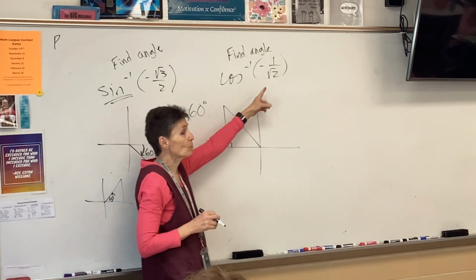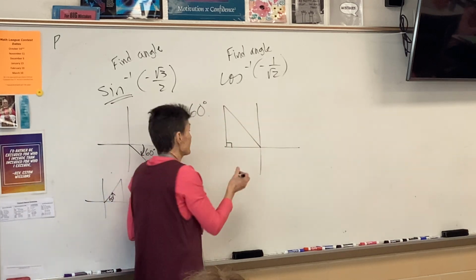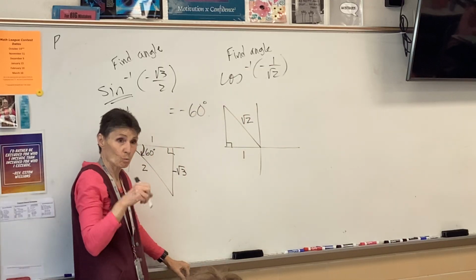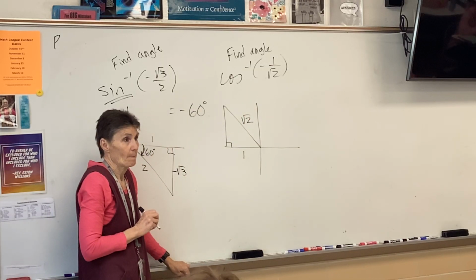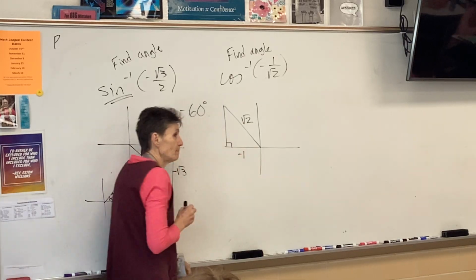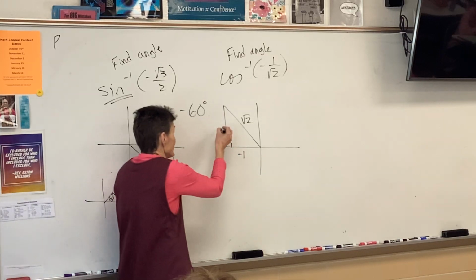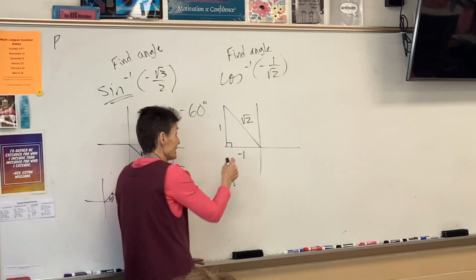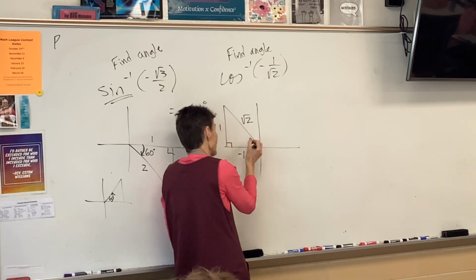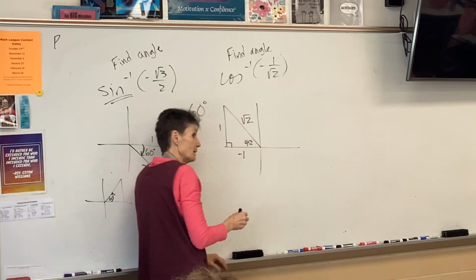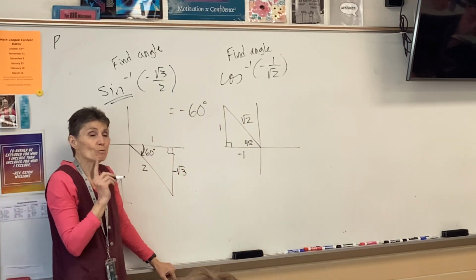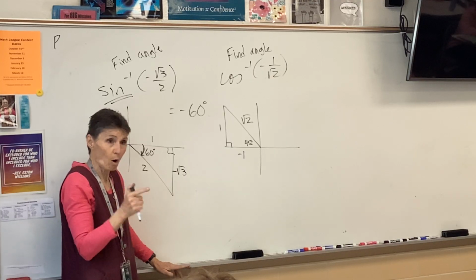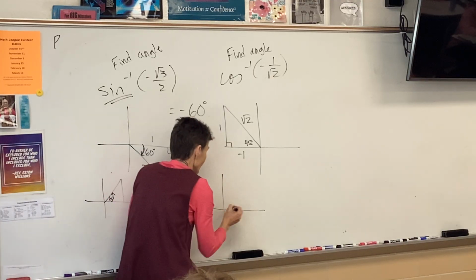Now, what do I know about that angle? I know its cosine, which is adjacent over hypotenuse, is 1 over root 2. It's actually a negative 1. Which would make this other side a positive 1, which would make this how big of an angle? 45. Perfect.